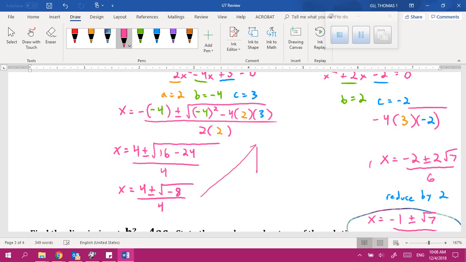So this is going to change to x equals 4 plus or minus i square root of 8 over 4. Okay? Now what? Not yet. You can't do that until the very end. That's the very last step.